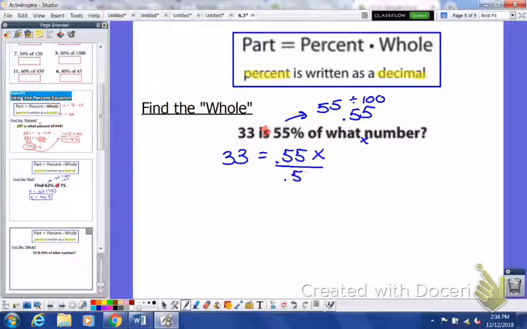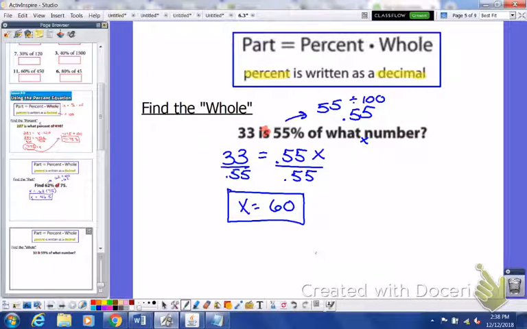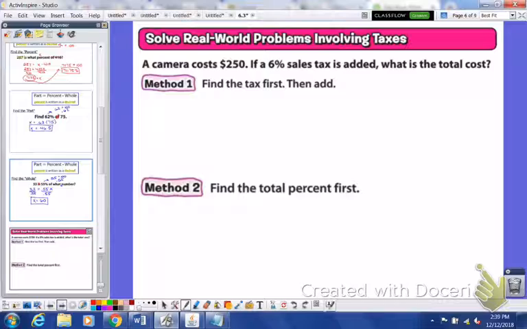Divide by the number with the variable. 33 divided by 0.55 gives us x equals 60. We're looking for a number, so you don't have to do anything to it. If we go back to the beginning and we check, 55 is just over half, then 33 is just over half of 60, so we see that that does make sense. Alright, so there's an example of finding our whole. So we did find the percent, find the part, find the whole. We have one more example in this lesson.